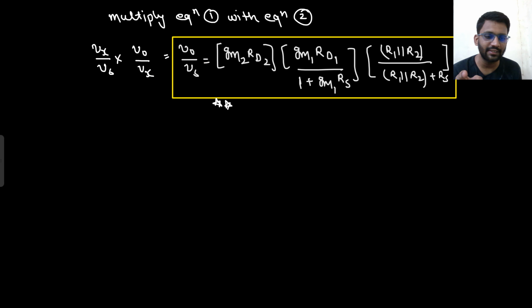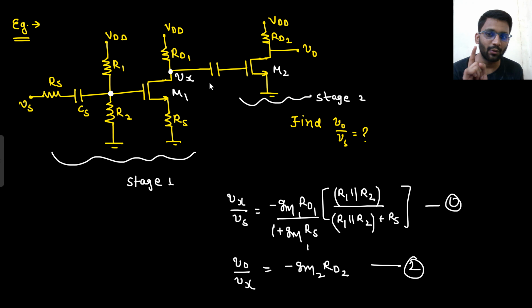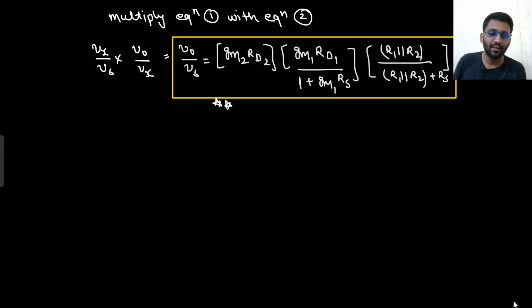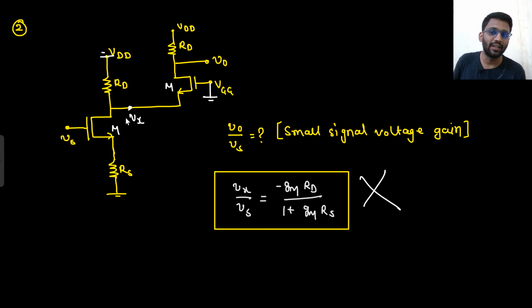But why did we write it in the earlier stage? In that stage I could write it because the gate will draw 0 ampere current, so there is no loading. From Vx to ground you only see RD, the other side is an open circuit, so the impedance was RD only. But in this example, from Vx to ground you see RD, and you see 1 by Gm as well.